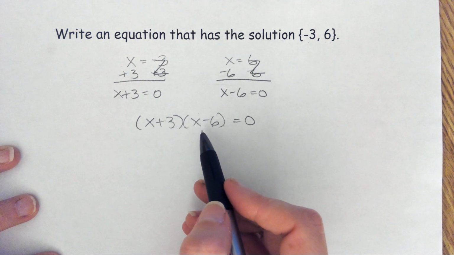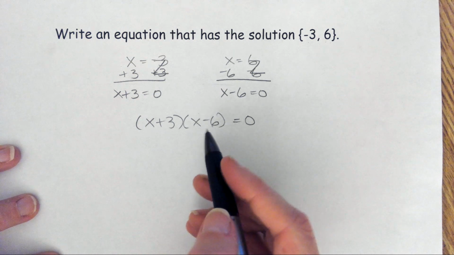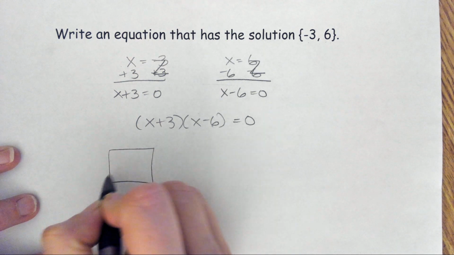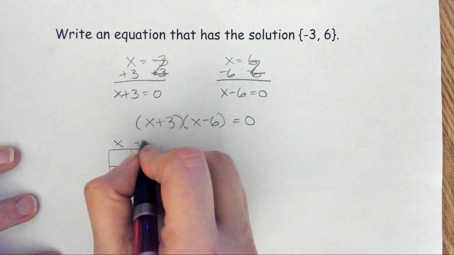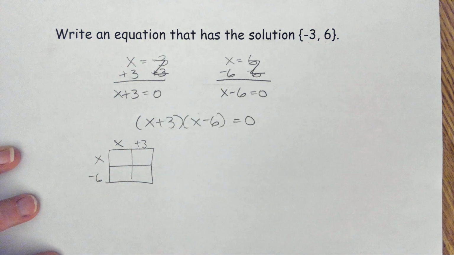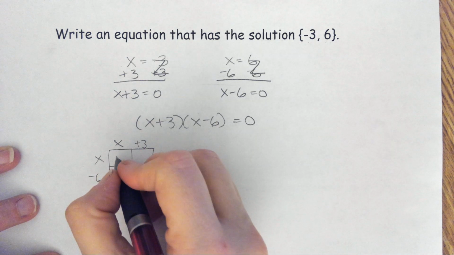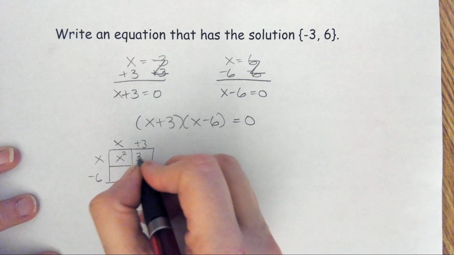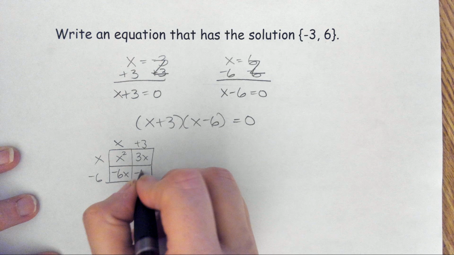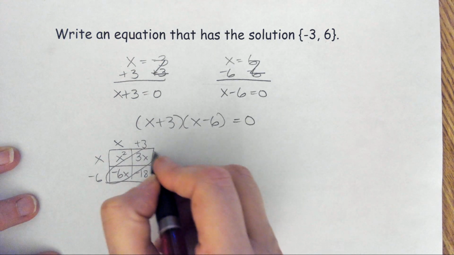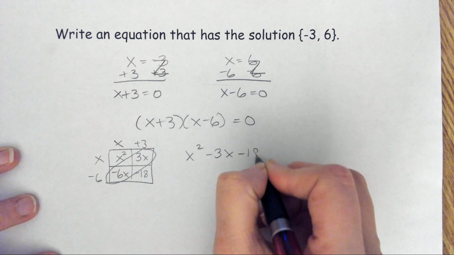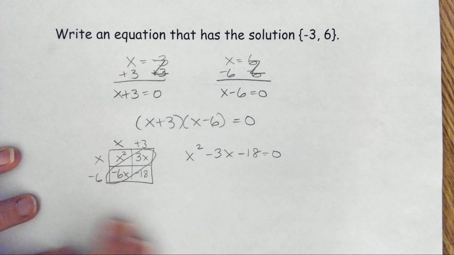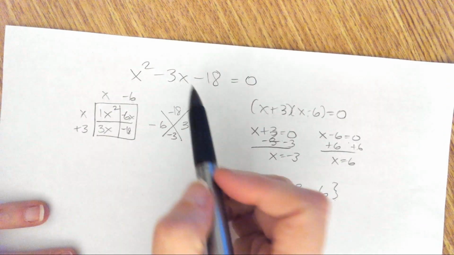If I want to find out what quadratic function goes with them, I can just multiply them together. You can do this using FOIL, distribution, whichever method you prefer. I feel like I do my neatest work when I solve with the box, so I'm going to do it with the box. Okay, and then we combine our terms here. So I have x squared minus 3x minus 18 equals 0, which is exactly what we started with here.